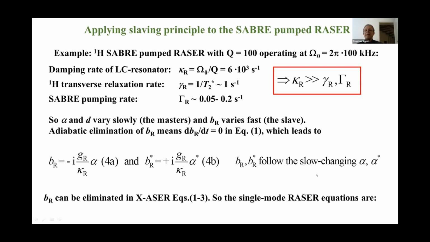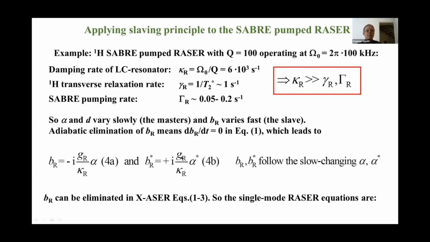The relaxation rate, and now we can apply the slaving principle. It means that the damping rate is much larger than the other 2 rates here, the relaxation rate and the pumping rate. So we can enslave now this general equation, say the photon mode in equation 1, the photon mode B. The photon mode has to follow adiabatically the transverse magnetization, and coupled by these constants here. And okay, that is it.